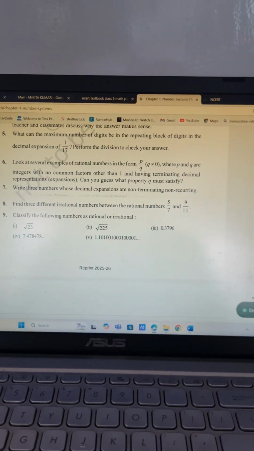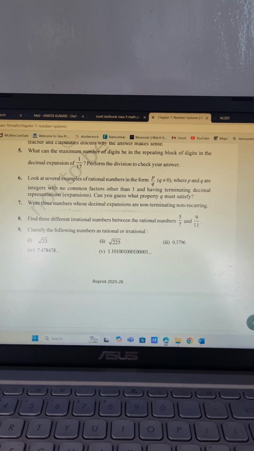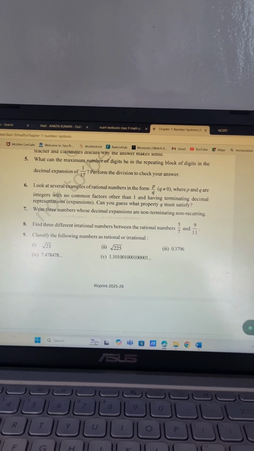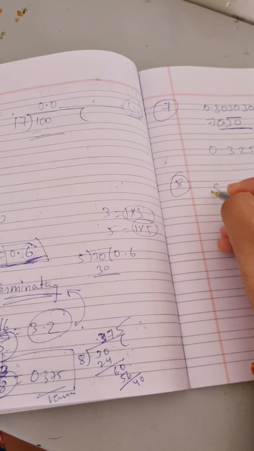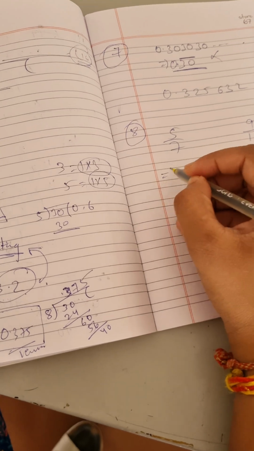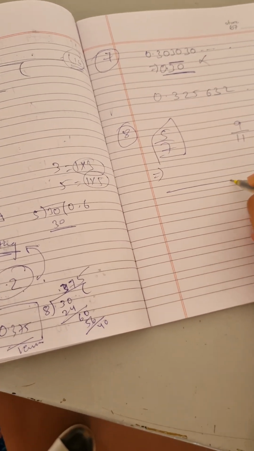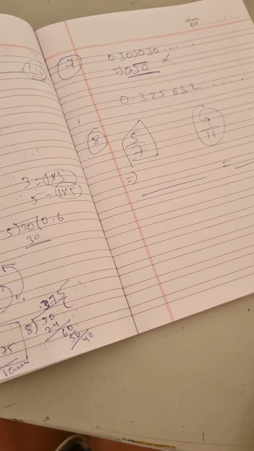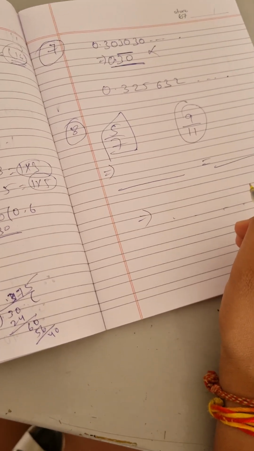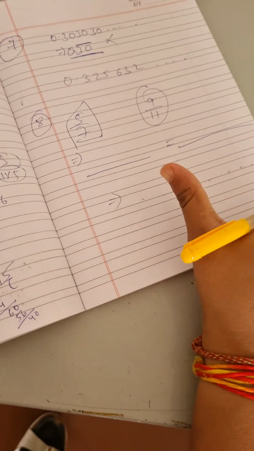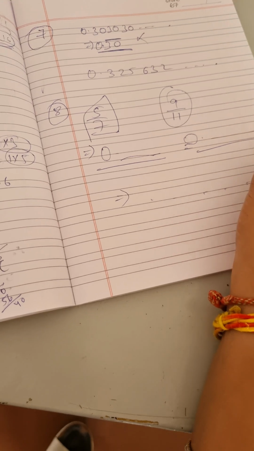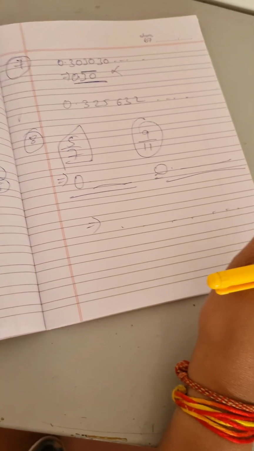Now the 8th question is to find different irrational numbers between the rational numbers 5 by 7 and 9 by 11. So how can you get it? You will divide these two. Whatever answer you get, you can write. In between, there will be so many numbers. Those numbers will be irrational numbers. Whichever numbers you get in between will be irrational numbers. So just divide and write the answer in decimal, and in between, whichever number you get, you can write easily.